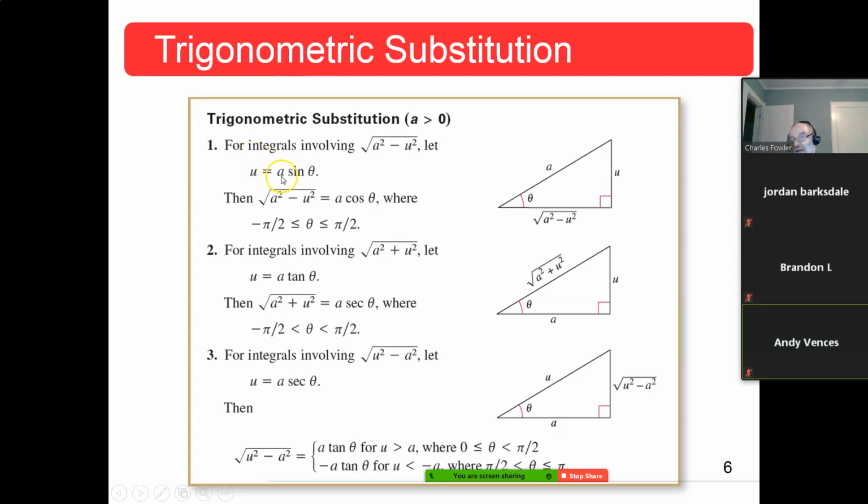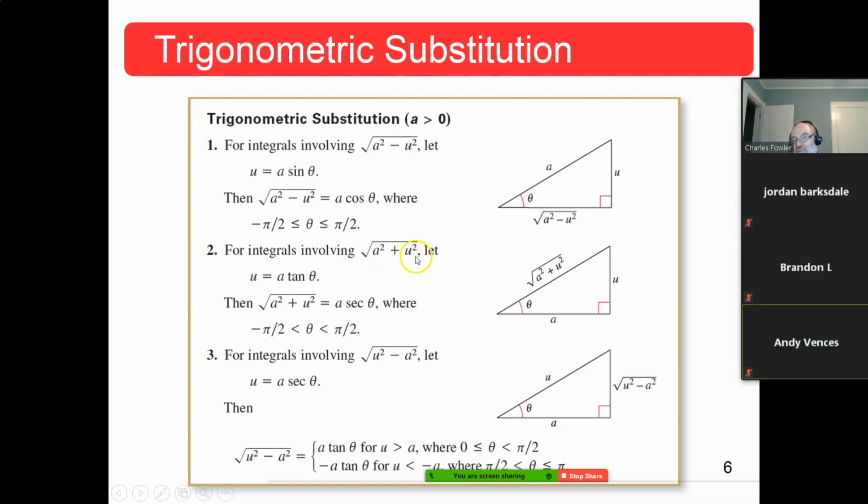Okay, so your hypotenuse is the a, the opposite is the u. There's your u, there's your a. This side over here becomes the square root of u squared minus a squared. Exactly what you got here. I mean, square root of a squared minus u squared. Exactly what you got here. So you see, this triangle basically confirms you made the right choice. Okay, everything works out nicely. You'll use this when it comes time to evaluate your integrals.